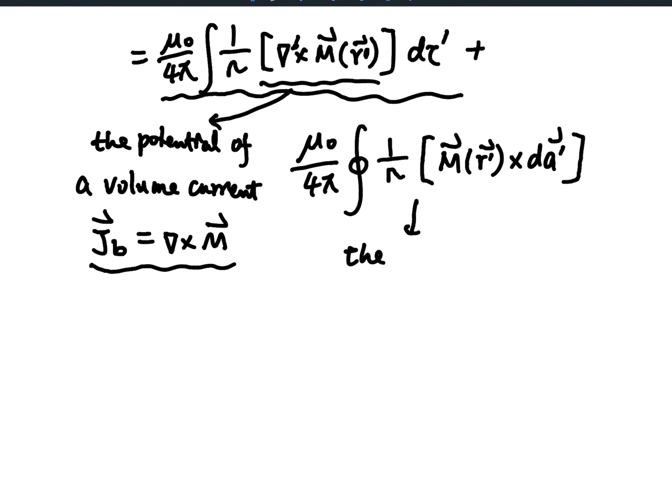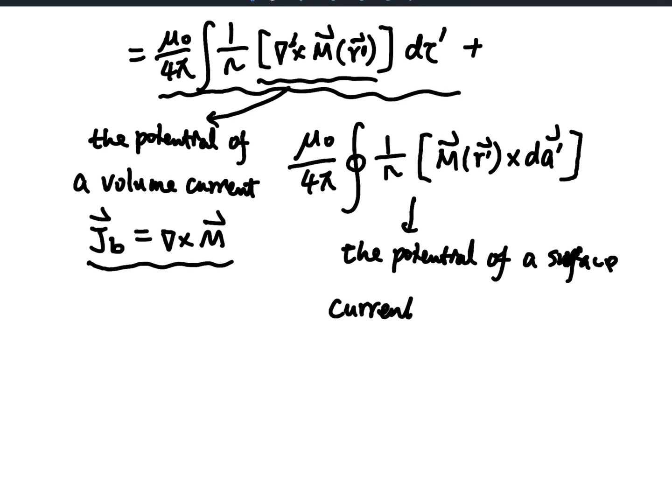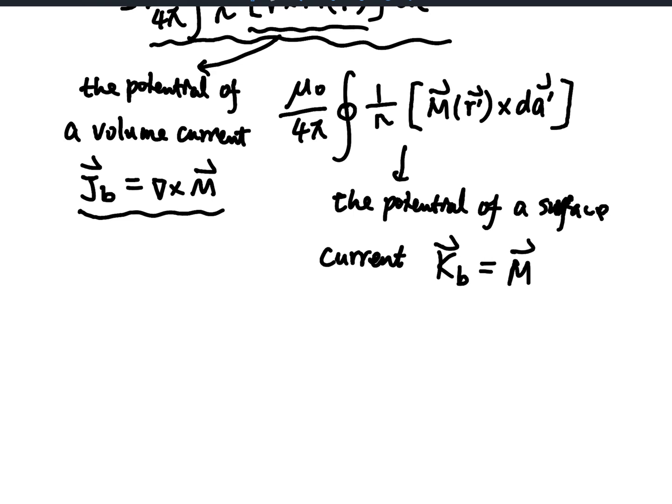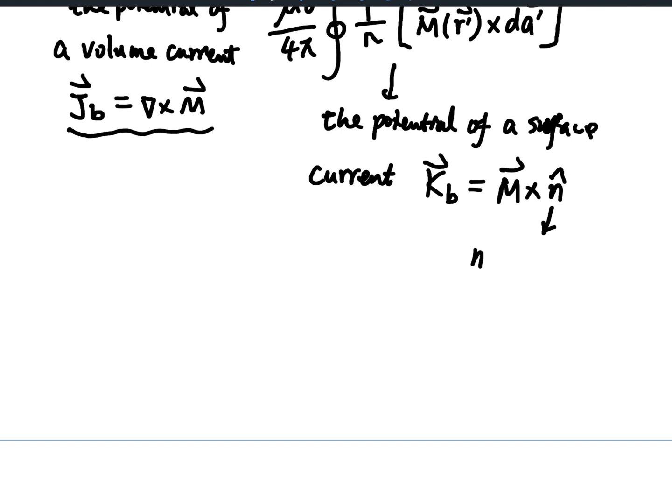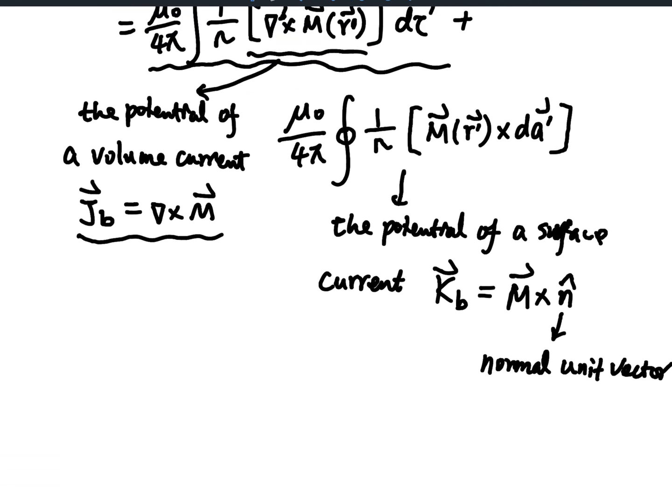And this formula is really the potential of a surface current. I use K_B to indicate this, M cross n hat, where n hat is the normal unit vector direction. So it looks like this.